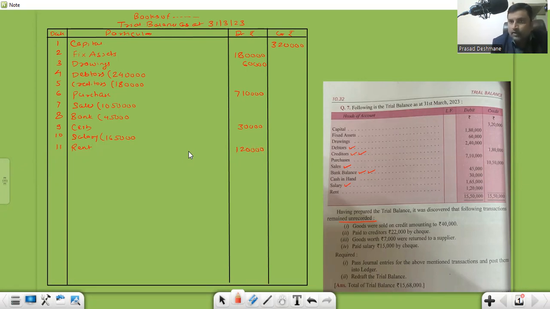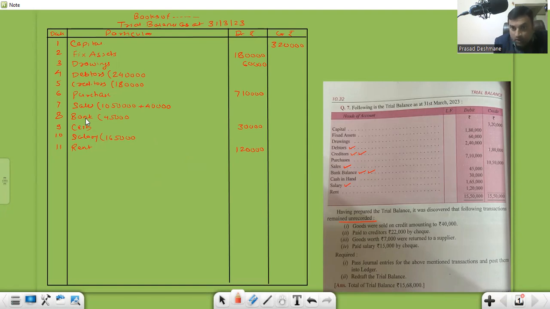Okay, so what is the trial balance? It means the table which they provided to us, that we already recorded. We put some items inside because those particular items have adjustments. So having prepared the trial balance, it was discovered that the following transactions remain unrecorded. Now we are going to record that. The first one, goods sold on credit amounting to rupees 40,000. It means it will increase your sales. We sold the goods, but it is not recorded in the books. So it will increase the sales balance by 40,000.